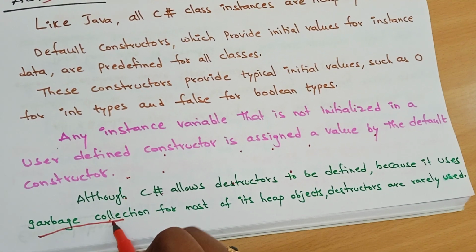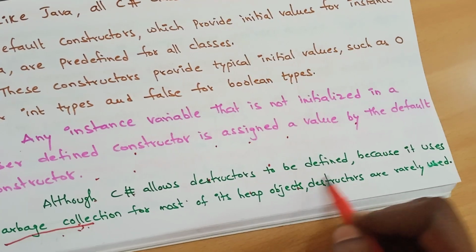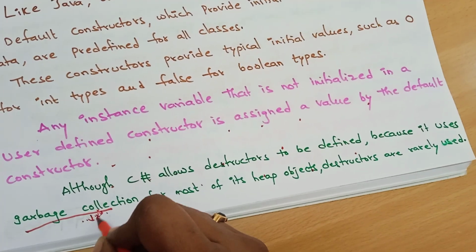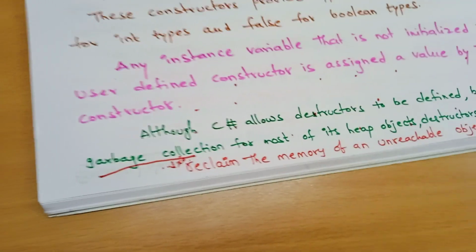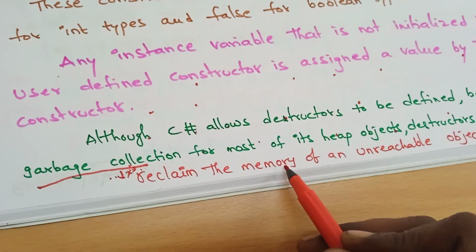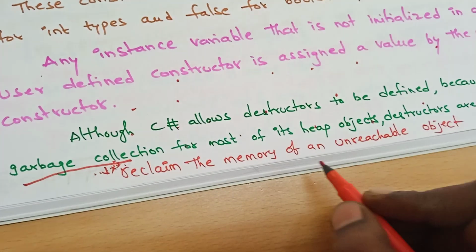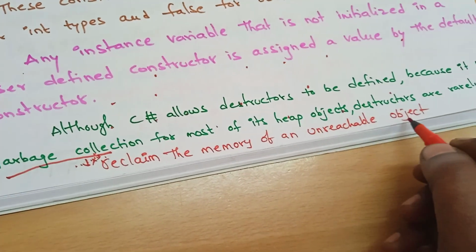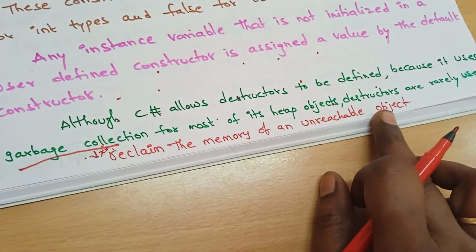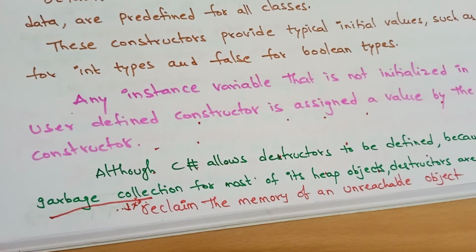one of the features of C sharp is garbage collection for most of its heap objects. Destructors are rarely used because we have garbage collection. What is garbage collection? Garbage collection is reclaiming the memory which is allocated for an unreachable object. We are reclaiming back the memory which is allocated for an object. So when it is unreachable, we'll reclaim that memory. So that is what garbage collection is.